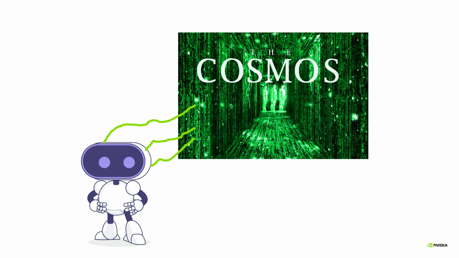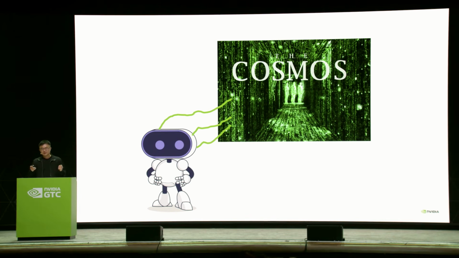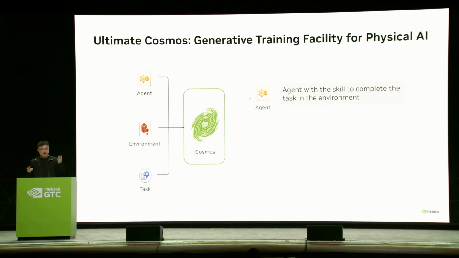So what we want to do in Cosmos ultimately is build the matrix for robots, not for humans, for robots. So that robots can learn all sorts of skills interacting with the world model before we release them to the real world. It wouldn't damage your surroundings because you had gone through all the training in computing in simulation. So ultimately, I think Cosmos is going to be a generative training facility for physical AI.